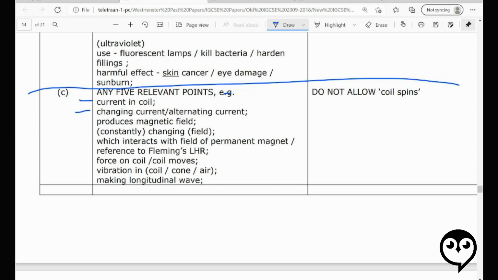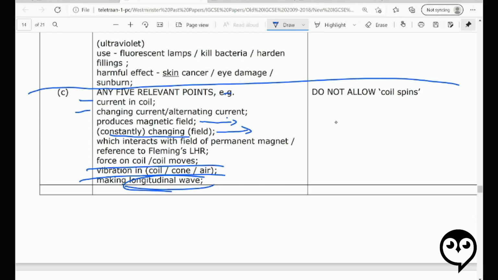You know that currents produce magnetic fields in the coils. You know it'll be a changing magnetic field. Look at that. That is already 4 out of 5. And if you don't know anything else, that's that. And you could just say, hey, it vibrates. It creates a longitudinal wave. You'd need to say longitudinal wave because it's a sound wave, and it won't be a transverse wave. But that's easy 5 marks right there.